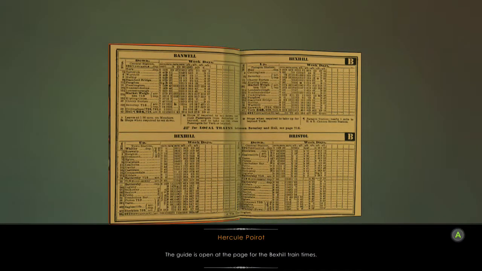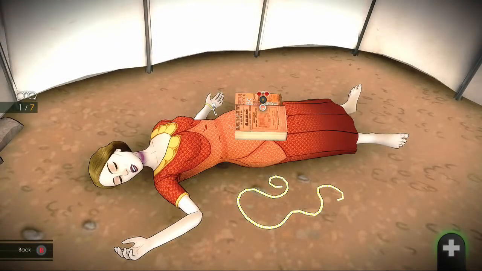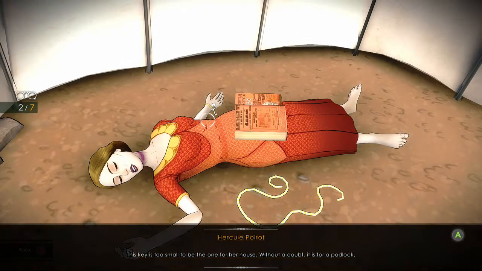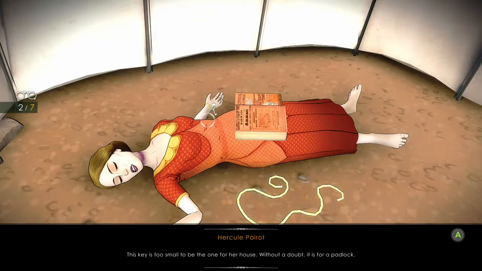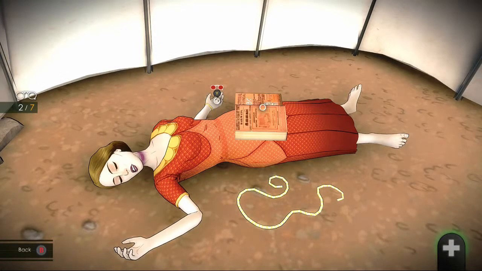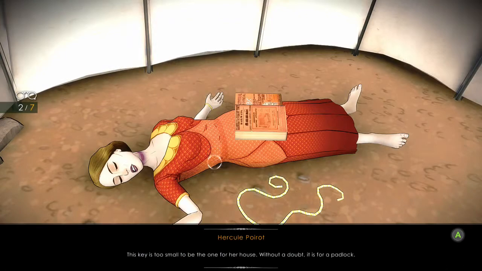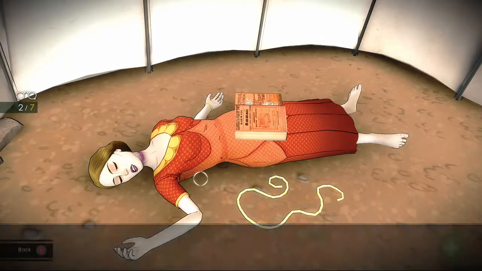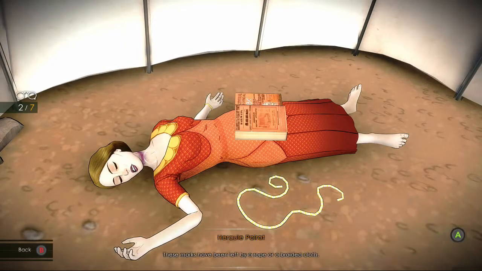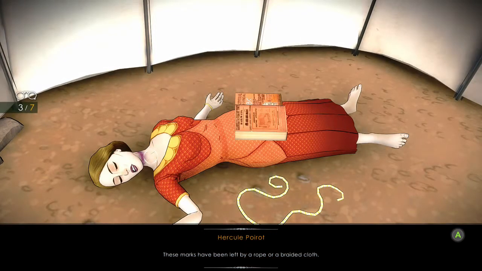The guide is open at the page for the Bexhill train times. This guy's on point. This key is too small to be one for a house. Without a doubt, it is for a padlock. These marks have been left by a rope or a braided cloth.